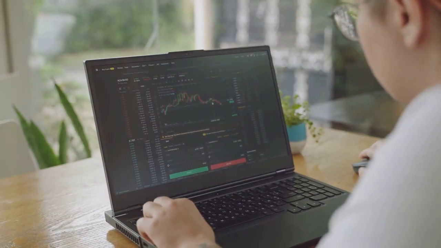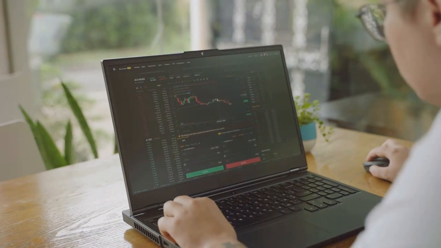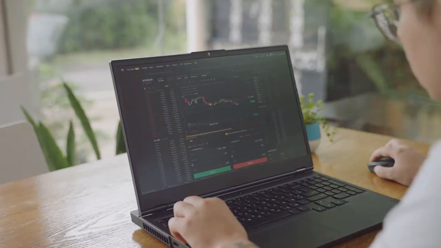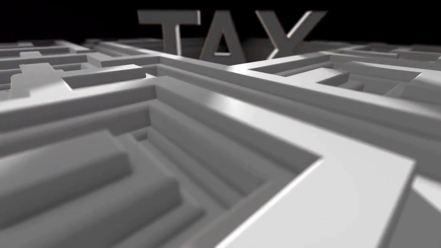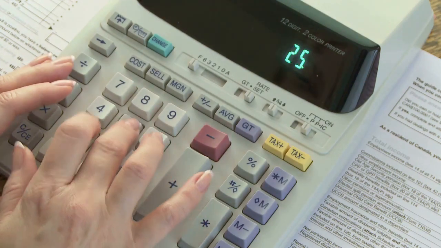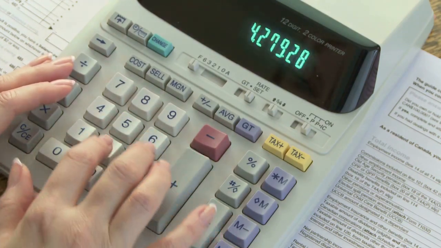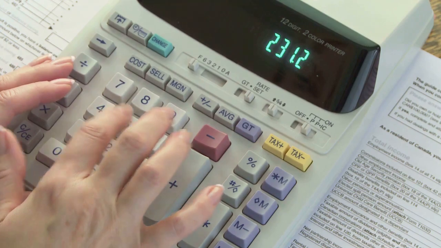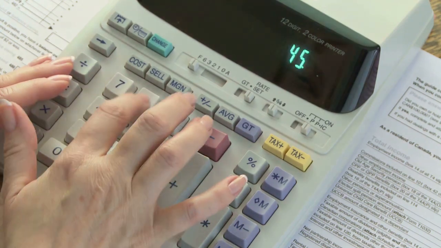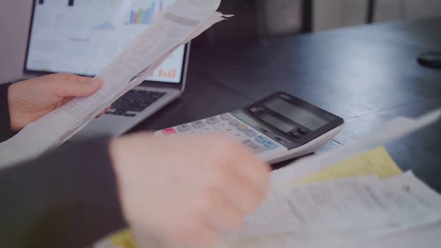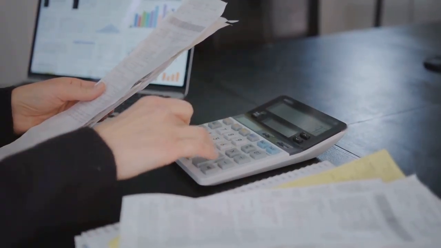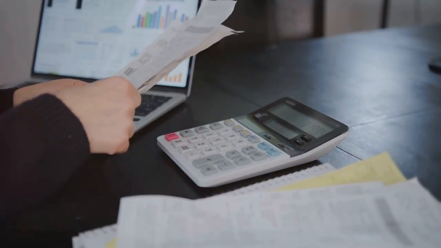If you're a crypto enthusiast, you know tax season can be a headache. But it doesn't have to be. Crypto taxes can feel like navigating a labyrinth with countless transactions, varying values, and ever-changing regulations. It's easy to get lost. But worry not. Here are the top crypto tax software options for 2024 that'll simplify your life.